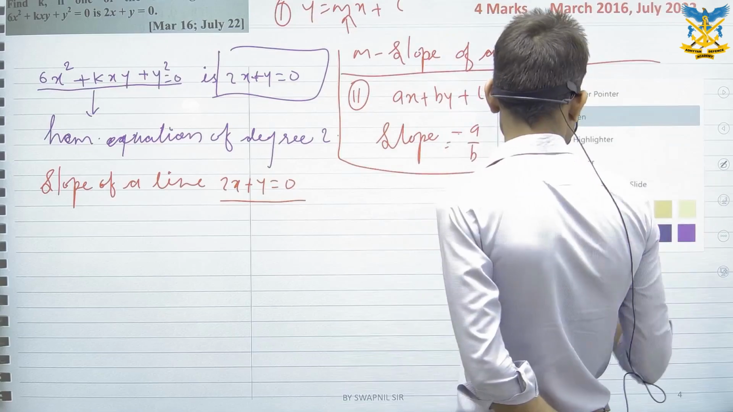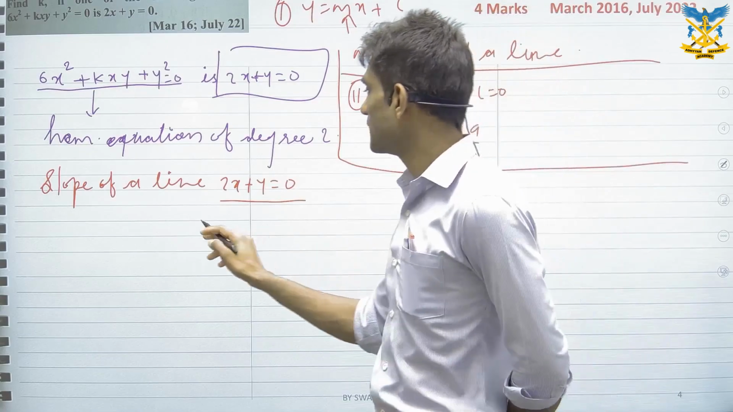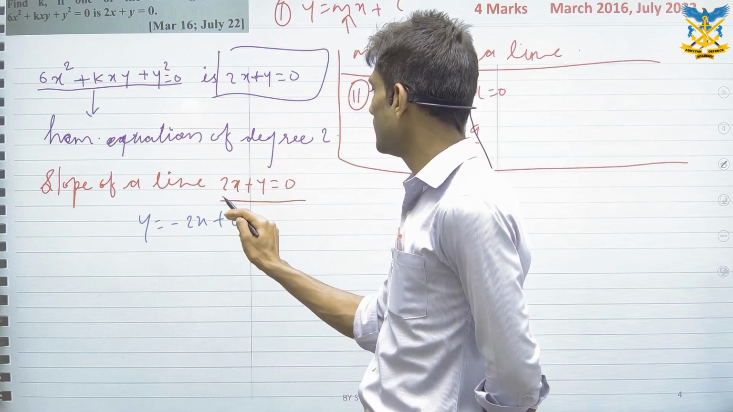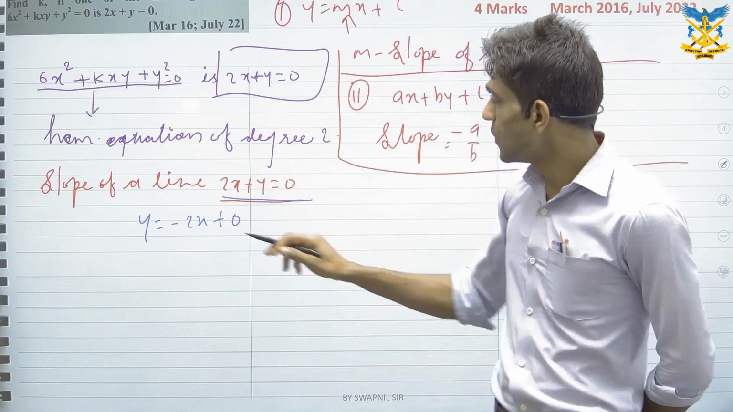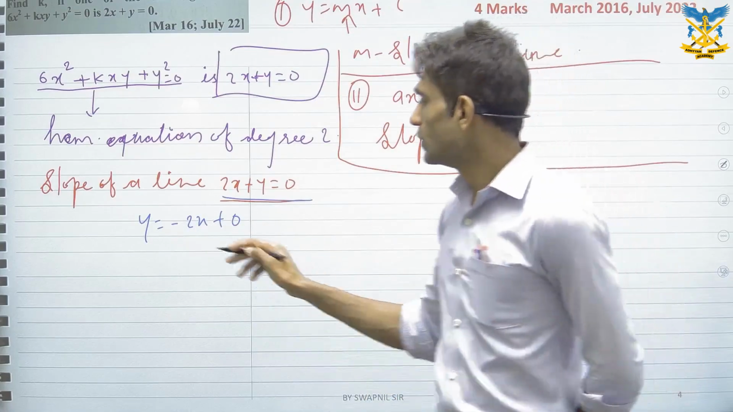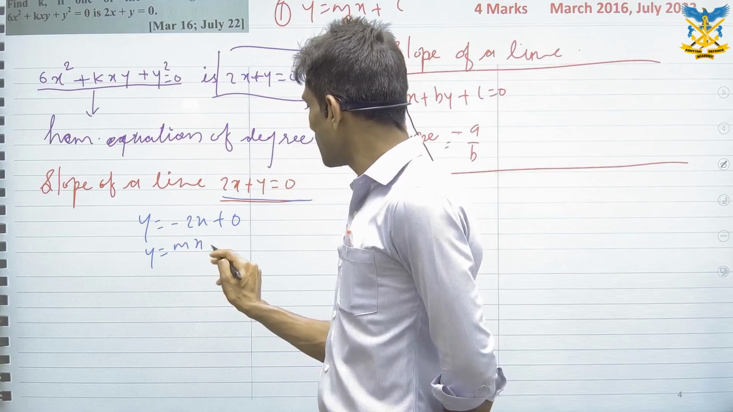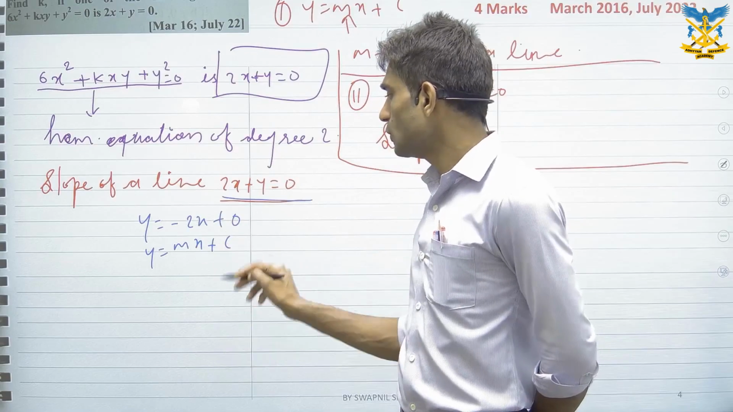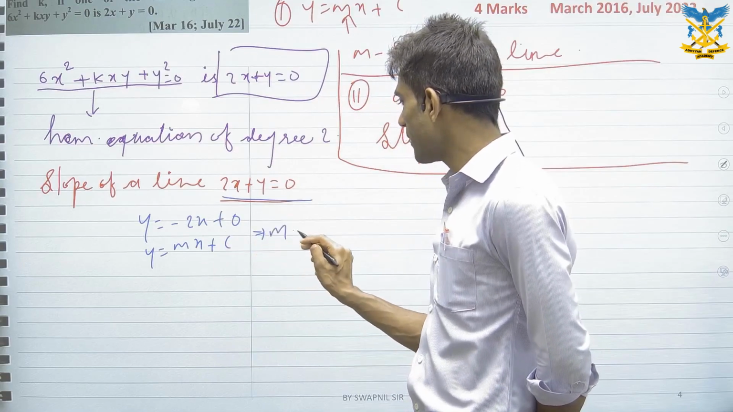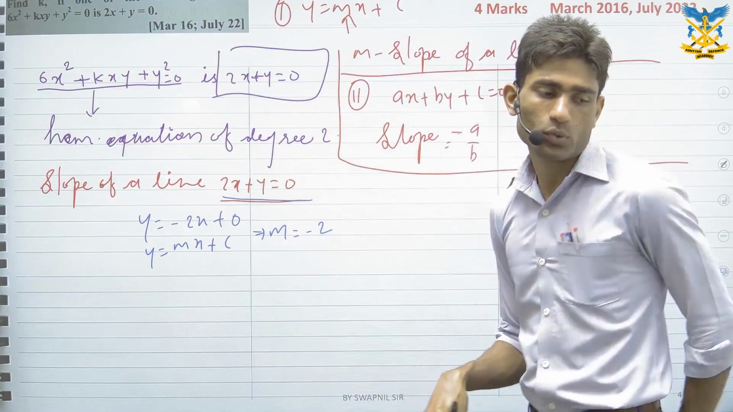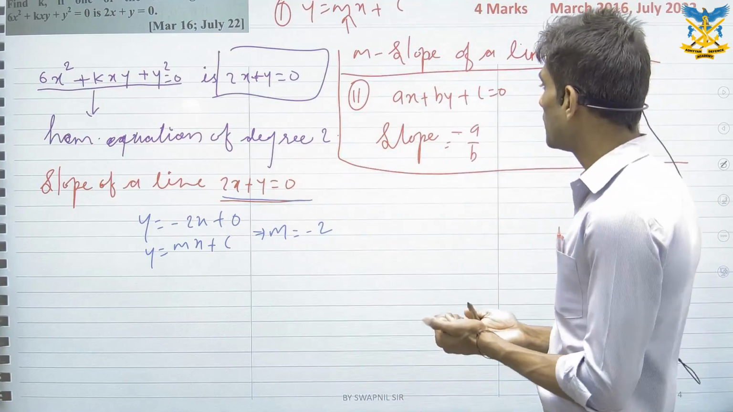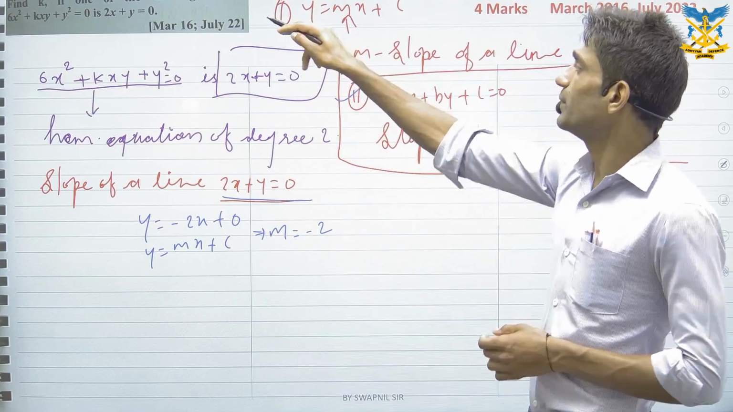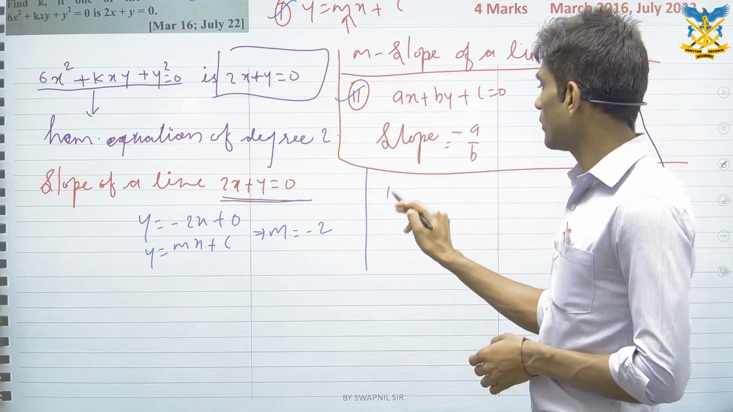So convert our equation into the form y equals mx plus c. So 2x plus y equals 0, I write as y equals minus 2 times x plus 0. Compare with y equals mx plus c. So c here is 0, and comparing, minus 2x equals mx, so m equals minus 2. The value of m, minus 2, is the value of our slope using the first method.